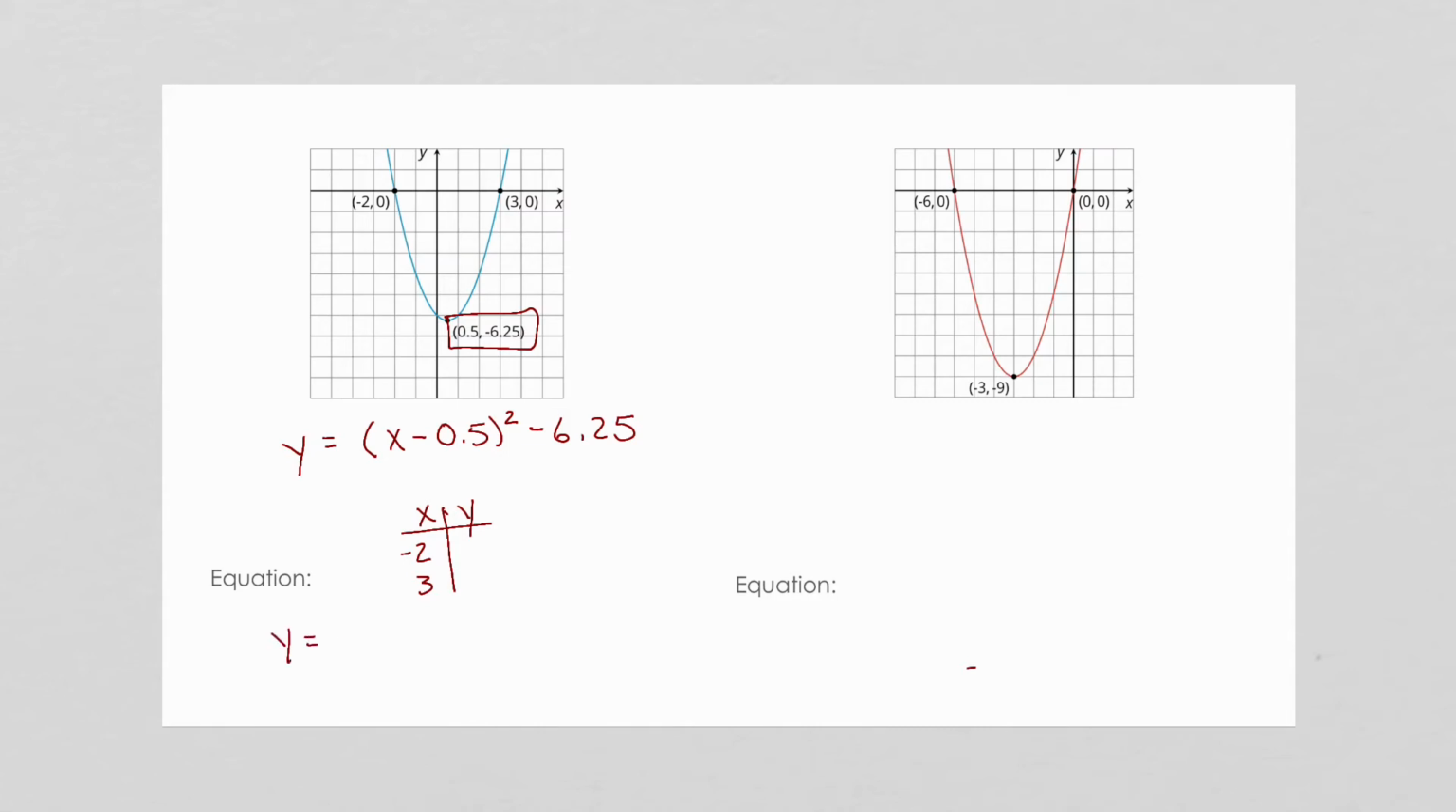y = (-2 - 0.5)² - 6.25. Let's see, (-2.5)² is actually 6.25, minus 6.25 is equal to 0. So that one works. Now when we put the other one in, I have y = (3 - 0.5)² - 6.25. All right, that's 2.5 squared, which equals 6.25, minus 6.25, which also equals 0. So that works. So this equation is good, but we have to verify that.